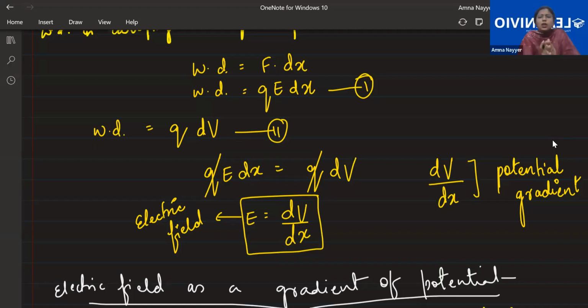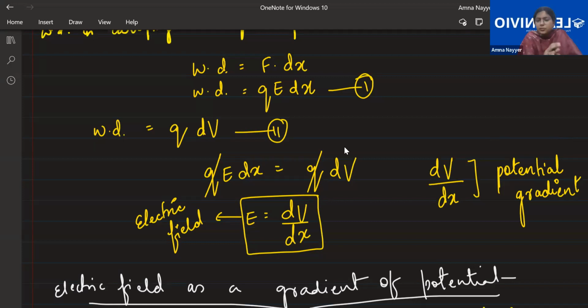Now class, this is not complete information about this. There is a negative sign also present with this. But class, this derivation often comes in the exam. It is a very small derivation. And there are 2 points from the formula E is equal to dV over dx.